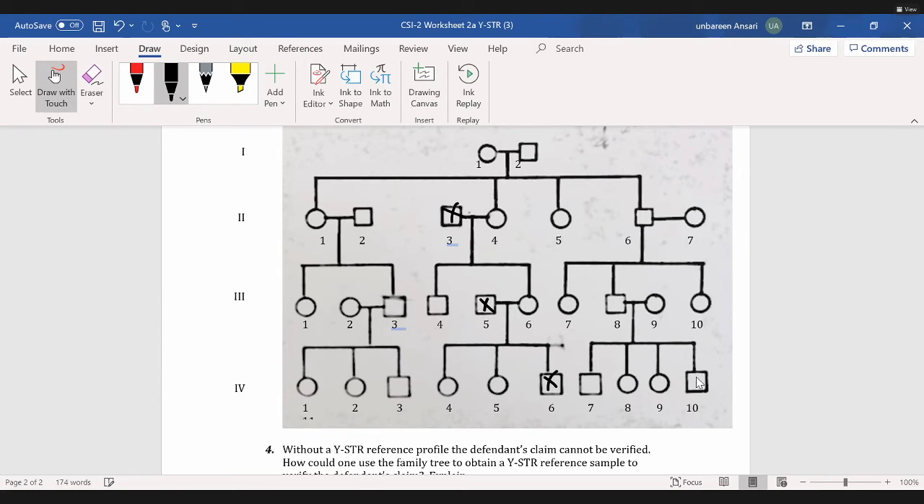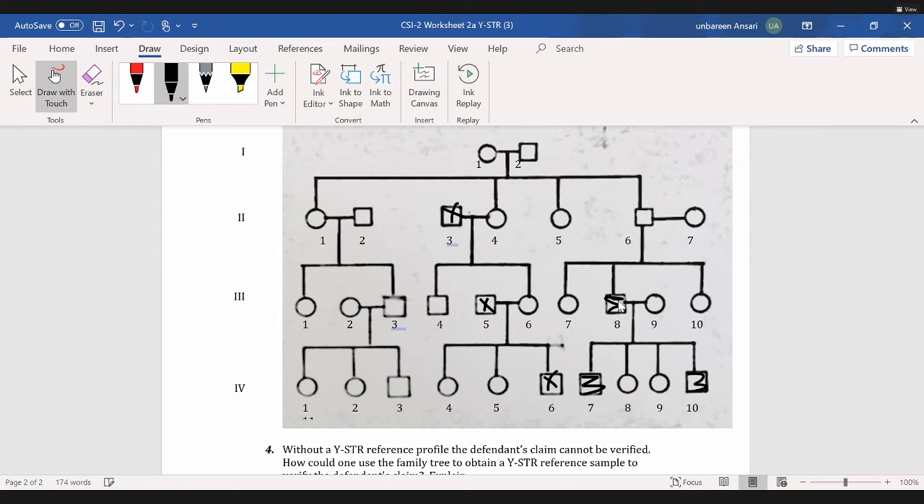Okay, now let's look at this one. We have two males over here, two brothers. Where would we look for their Y DNA pattern? So for this one, where would you look for a Y DNA pattern? Who's their dad? 3-8. You would go to 3-8.